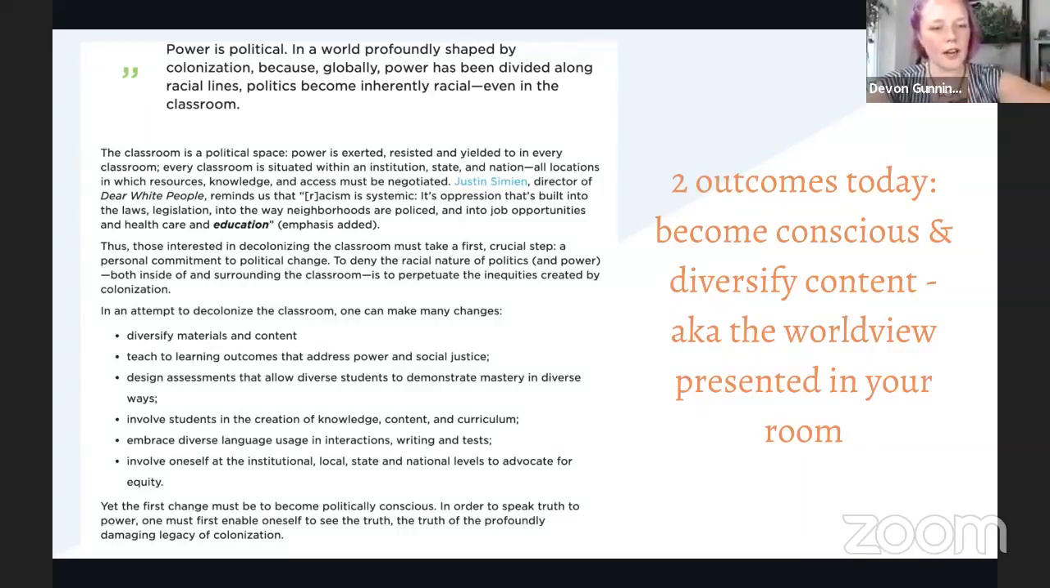Design assessments that allow diverse students to demonstrate mastery in diverse ways. So cool. Involve students in the creation of knowledge, content, and curriculum. I would argue that that is one of the central principles of proficiency and CI methods in general. Embrace diverse language usage in interactions, writing, and tests. Cool. We already do that. We can always do better, though.